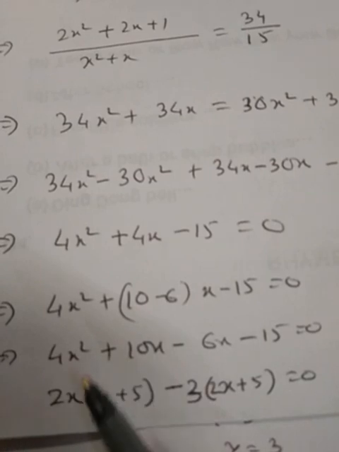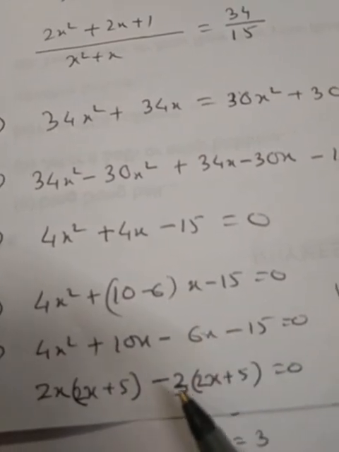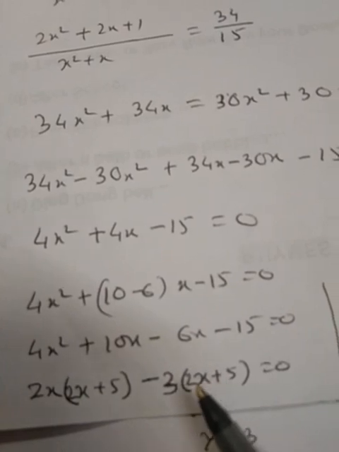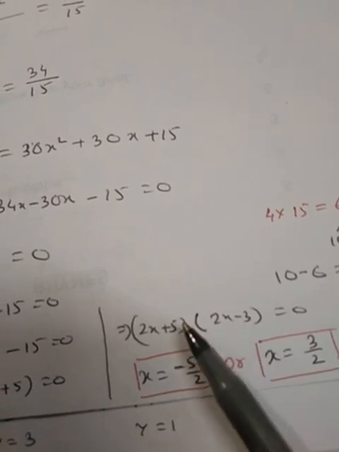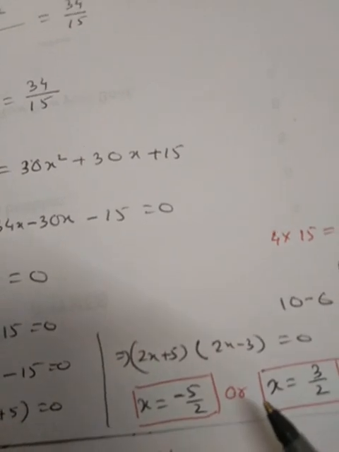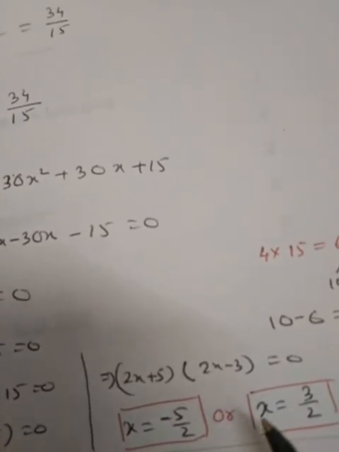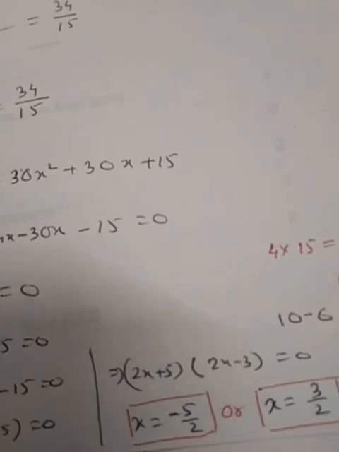Then from the first 2 we have taken 2x common, and from these 2 we have taken minus 3 common. Then 2x plus 5 will come out, 2x minus 3 will be left. So from here we will get x equal to minus 5 by 2, and from the second part we will get x equal to 3 by 2. So these are the required answers.